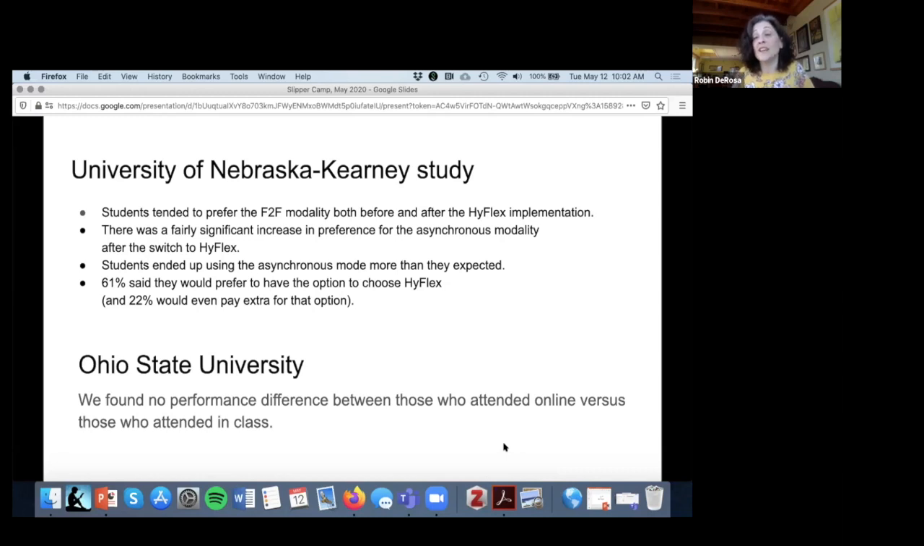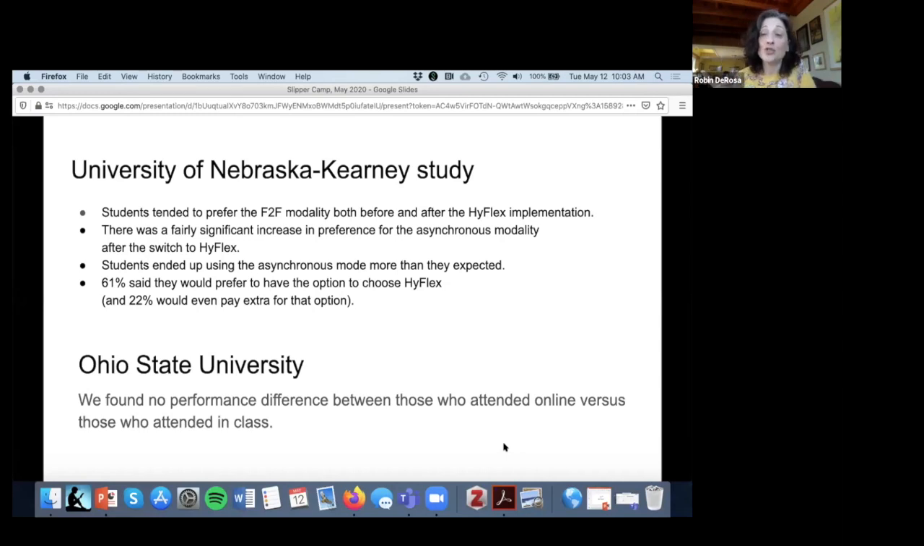What's interesting is at the end of that semester, the majority said that they would absolutely prefer to always, every semester for the rest of their lives, have HyFlex as an option because they appreciated the flexibility that it gave them to stay engaged even when things were challenging. I'm not going to tell this to anybody in the USNH administration, but 22% of students said they'd even pay more money for a HyFlex option.